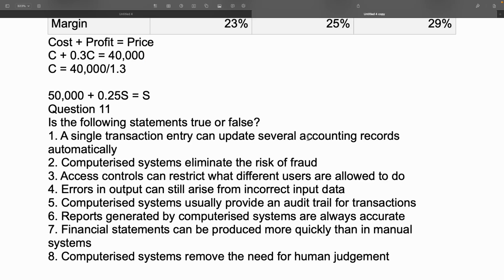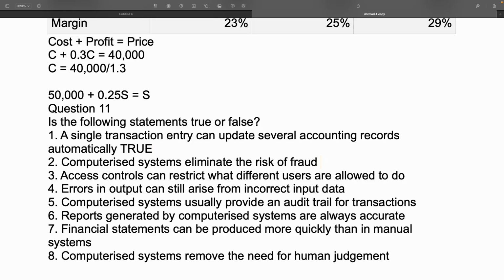Now the next issue we're going to look at is some IT questions, true or false only. Okay, all you have to do is just say true or false for each one. Let's go through the first one. The first sentence is: a single transaction entry can update several accounting records automatically. Answer is true. Computerized systems eliminate the risk of fraud. This one is false.